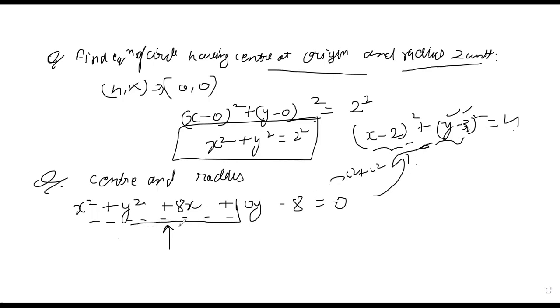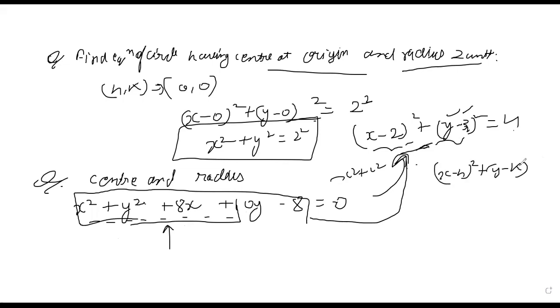Because before that we will not know where its center is; we cannot tell just by looking at it. So we need to convert this equation into x minus h whole square plus y minus k whole square equals r square form. For that there is a trick, or you can say a general formula.